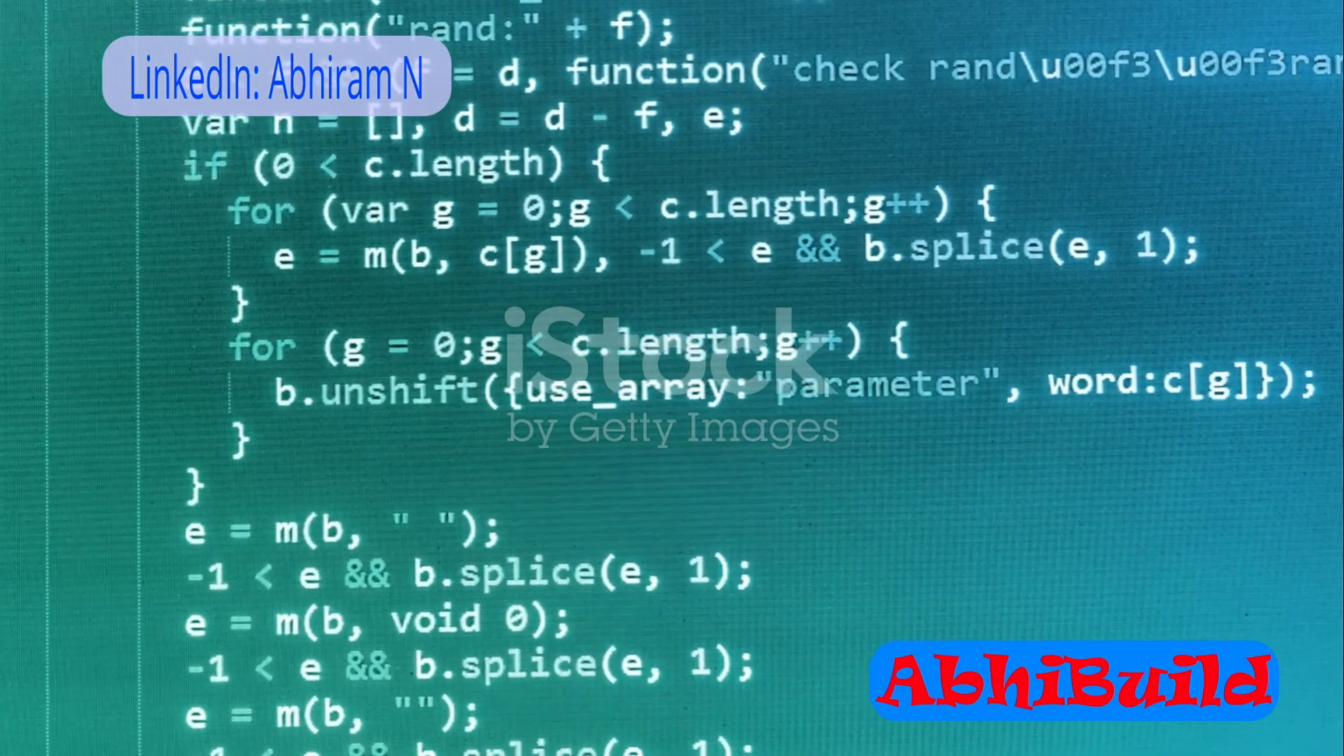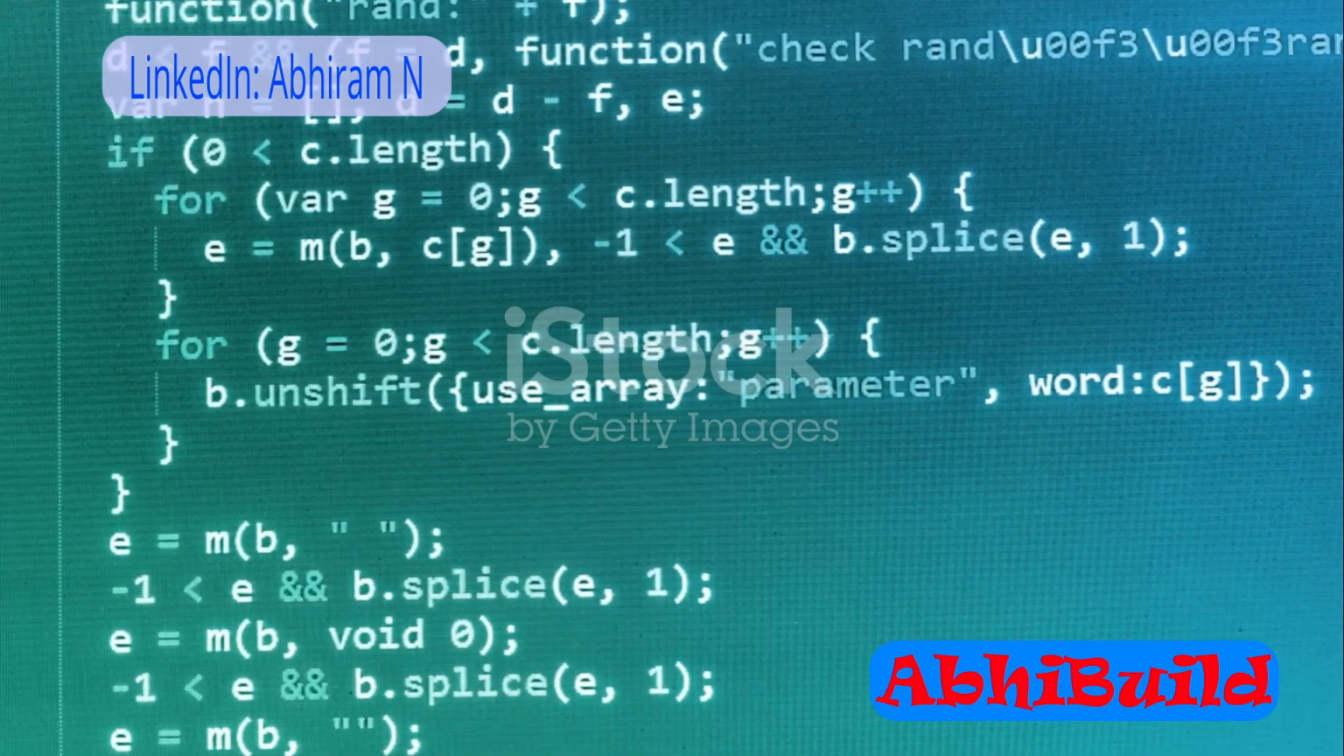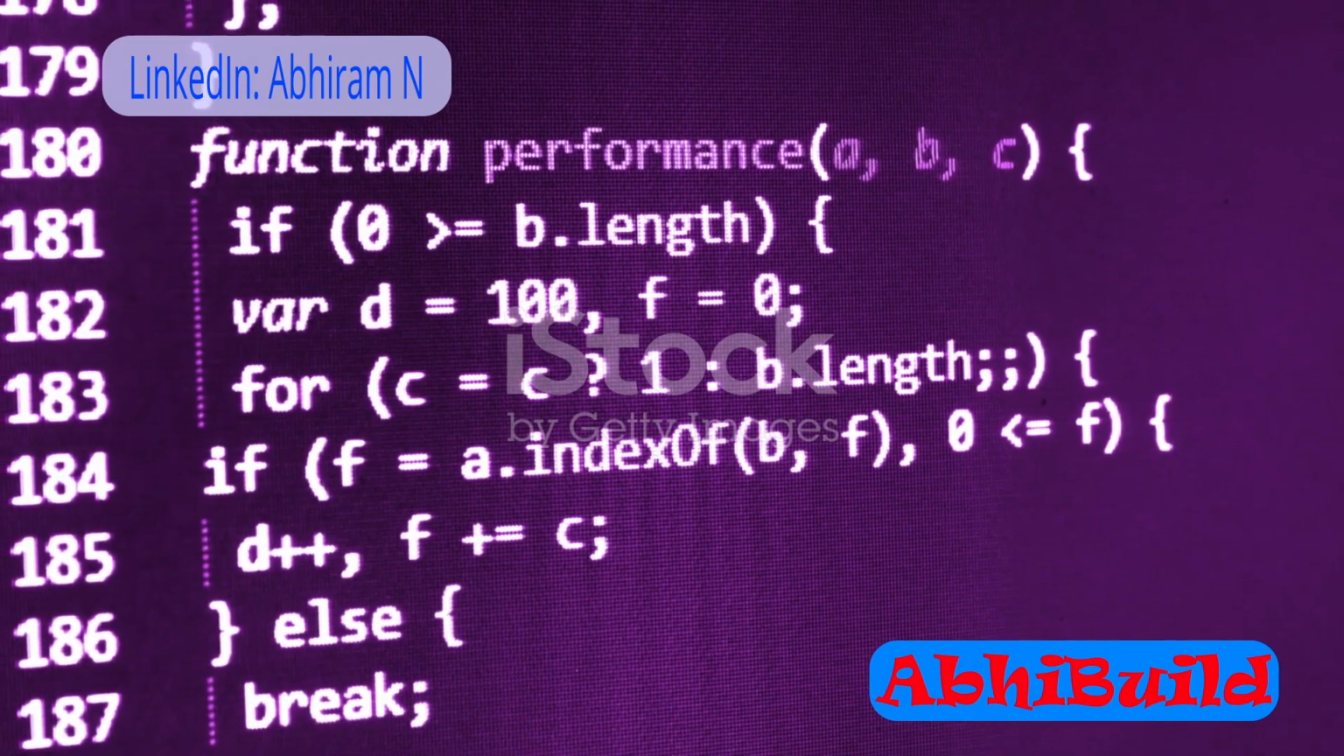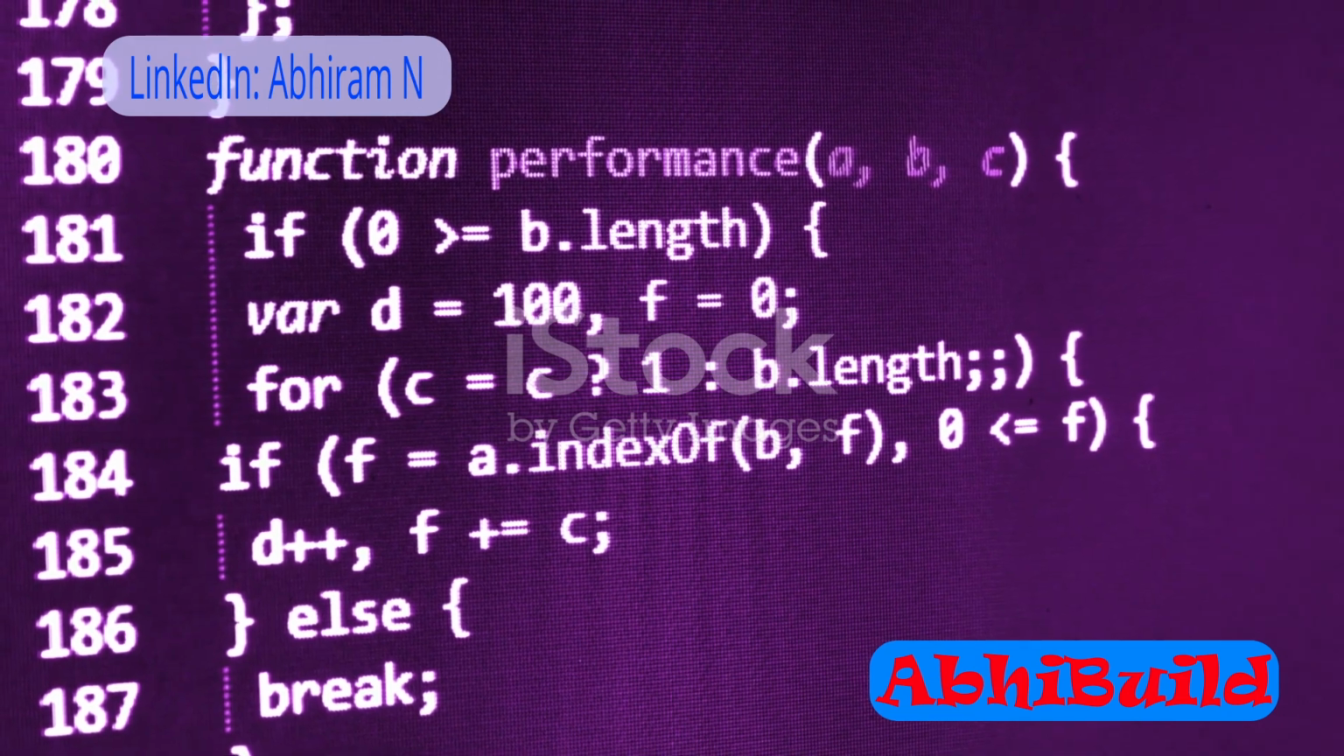Next, let's look at the trim method. It's like a neat freak for your strings. It removes any white space from both ends of your string. So, "  hello world  ".trim() will give you a neat "hello world".